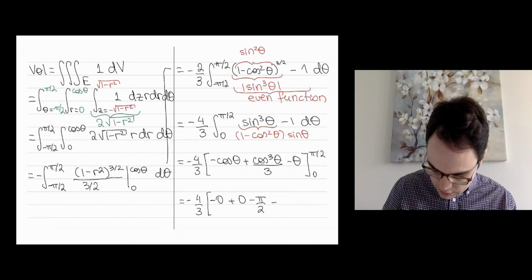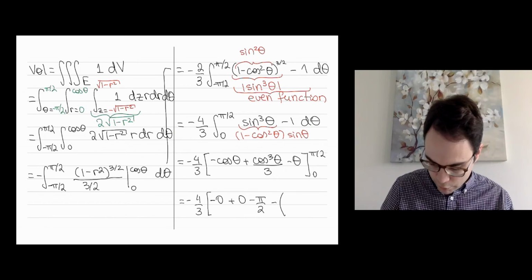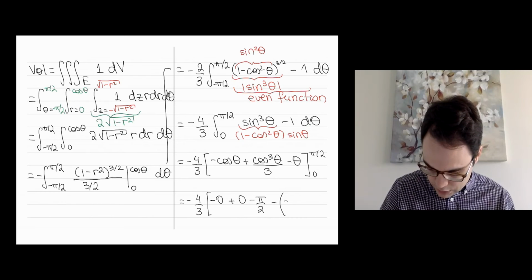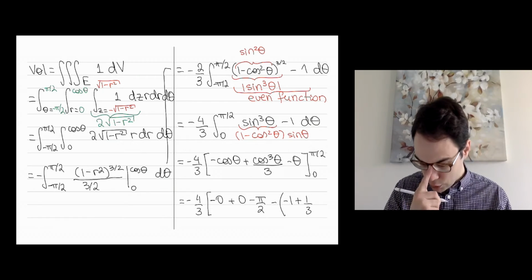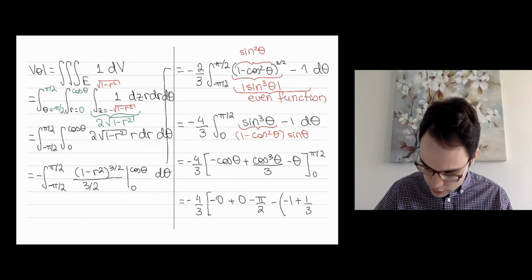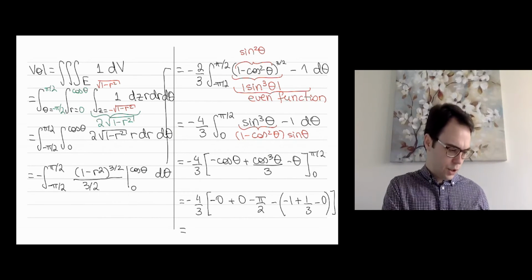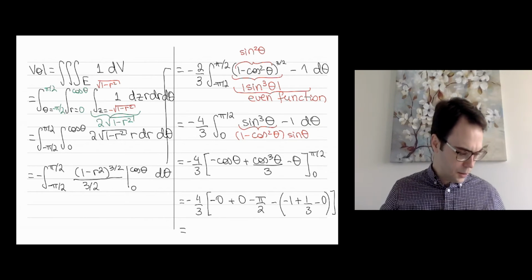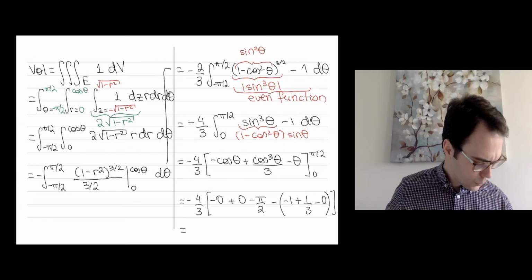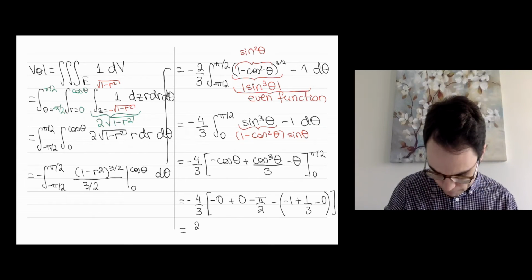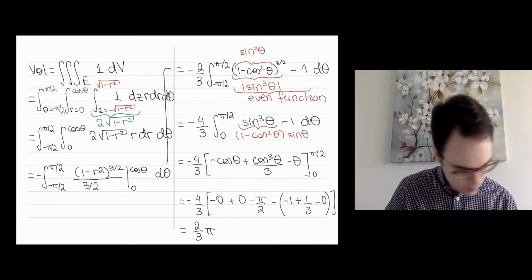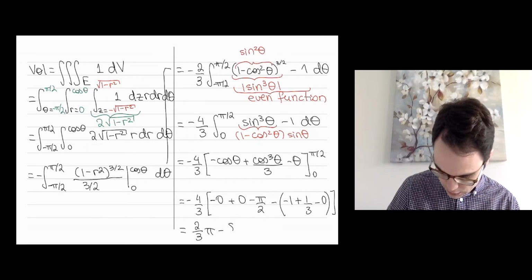And then minus, now we plug in 0 everywhere. So cosine of 0 is 1, plus cosine cubed of 0 is 1 as well. So divide that by 3 minus 0. And if I just check my notes, if we do this, we get 2/3 of pi plus minus 8/9.